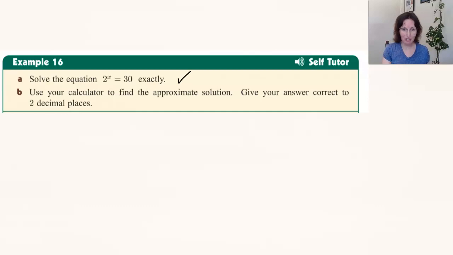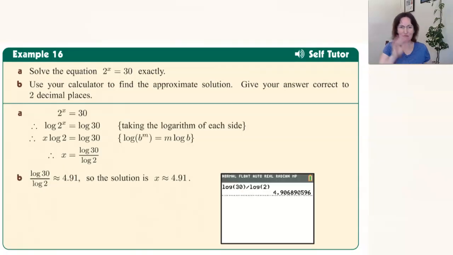So part A was solving it exactly. We've done that using our calculator now. So get your calculators handy if you don't already have them. Type in log 30 divided by log 2 and enter. Here's one I've prepared earlier, so to speak, and your calculator will have a similar view window to something like this.